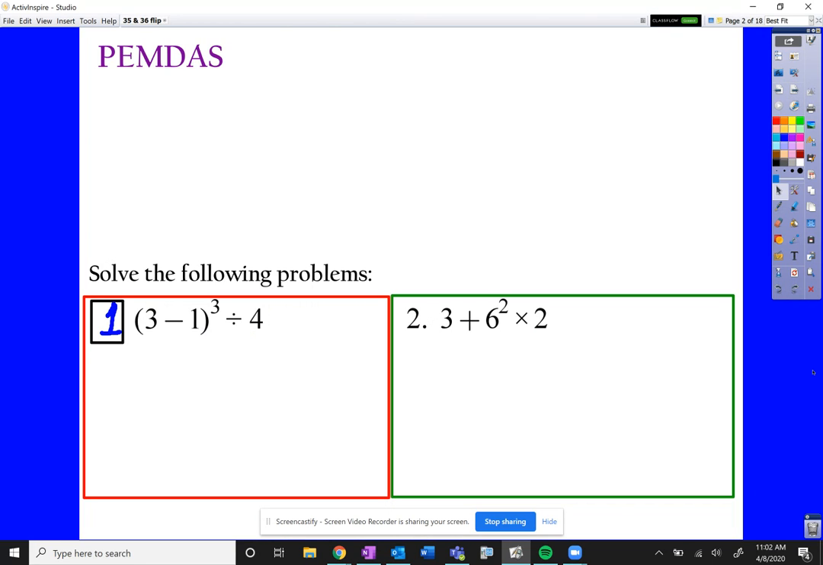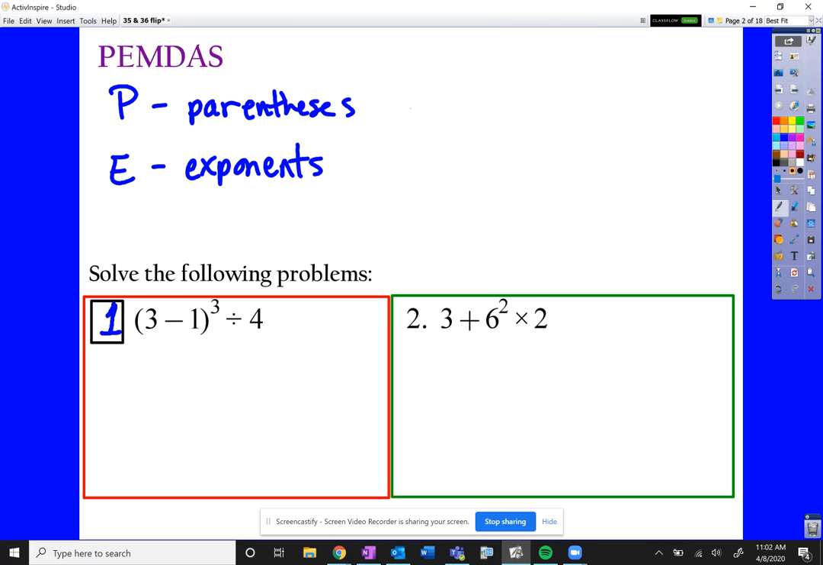First things first, we want to remind ourselves of a good old order of operations. So PEMDAS, make sure we remember what everything stands for. So P, parentheses first. Then E, next we have our exponents. So those always come next.